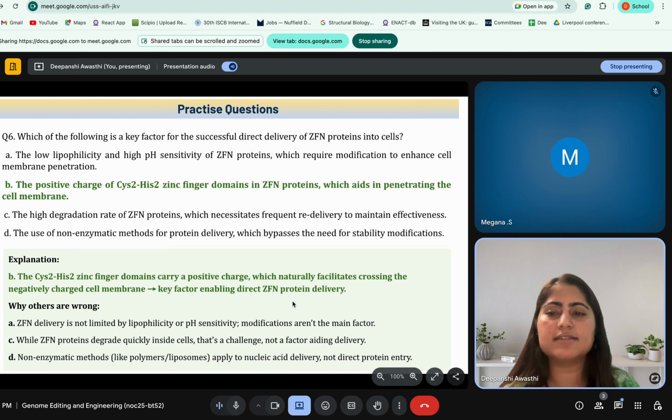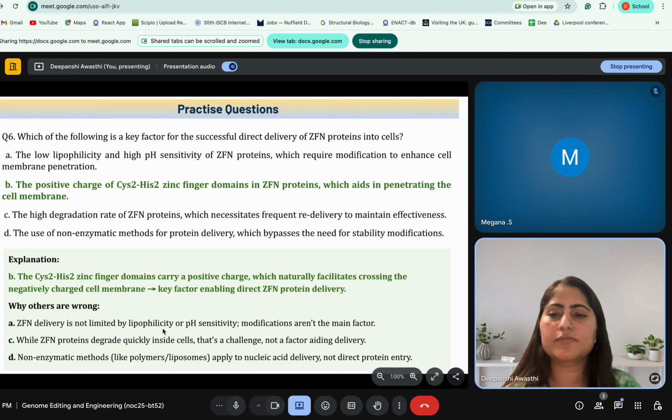Okay, now let's see. So the right answer is option B. Due to the positive charge on the 2 cysteine and 2 histidine zinc finger domains, this positive charge helps them to penetrate into the cell membrane. Whereas if we look at the lipophilicity and pH sensitivity, they are not the limiting factors for ZFN delivery.